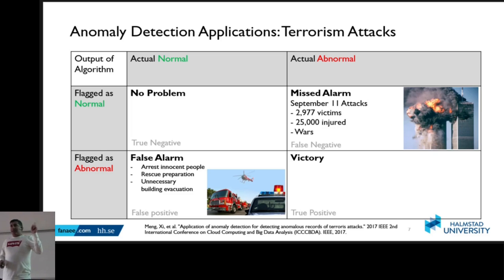Now let's go to another example, terrorist attacks. For instance, on September 11 in the United States, if they could have detected this event earlier, 2,977 people would have been alive. So sometimes missing one anomaly can be catastrophic. And two wars also happened because of that event. But what if we could have detected it 1 hour before? None of this would have happened. But if we make false alarms, that is also negative for us, because we may arrest innocent people.